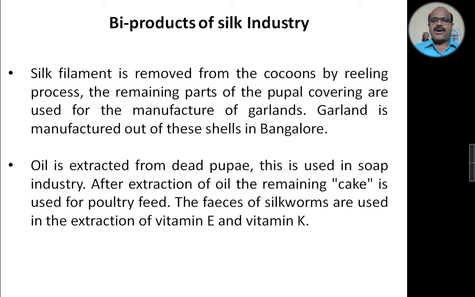See, oil is extracted from the dead pupae. After extracting the oil from these dead pupae, the cake which comes out of this process is used as food in the poultry itself. So these cakes are used as food in poultries, for rearing fowls.